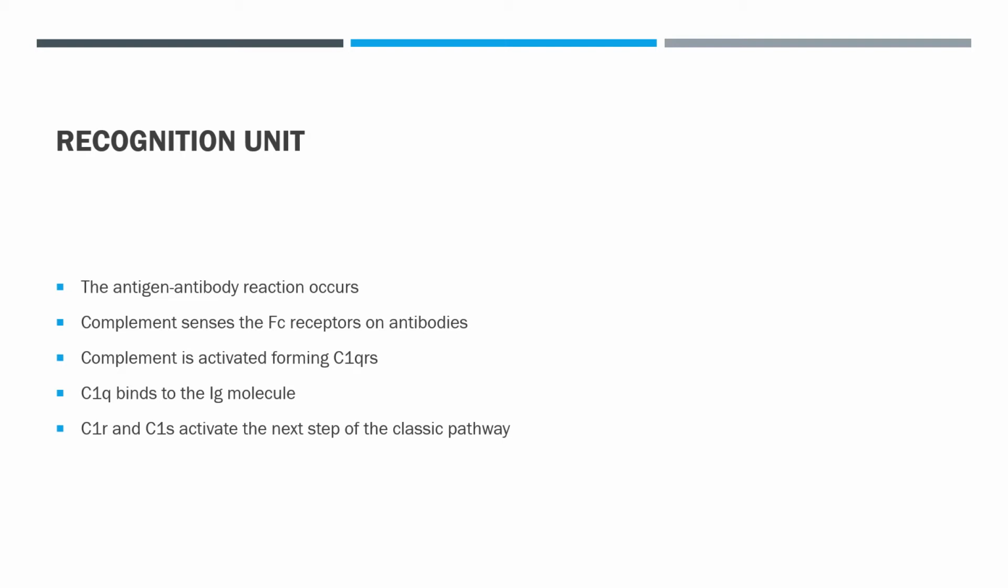The antigen and antibody reaction occurs in the recognition unit. Complement senses the Fc receptors on the antibody, and complement is activated, forming C1QRS. C1Q binds to an immunoglobulin molecule, IgM or 2 molecules of IgG, and then C1R and C1S activate the next step of the classical pathway. C1R and C1S don't bind to the immunoglobulin, but do activate the next step in the classic pathway.